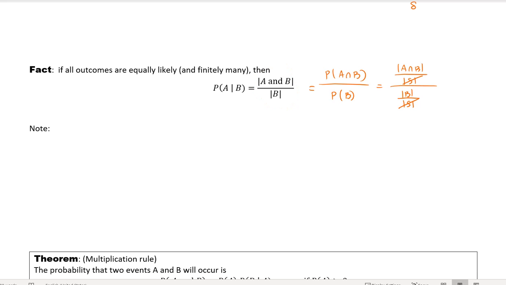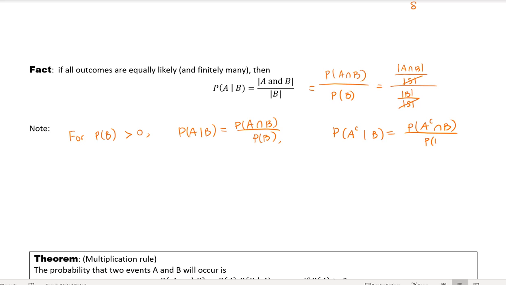Okay, note. For P of B greater than 0, P of A given B equals P of A and B over P of B. And then P of A complement given B is P of A complement and B over P of B.